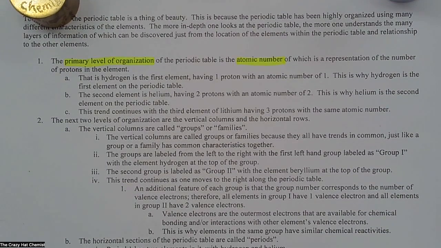I apologize for that. Okay, an additional feature of each group is that the group number corresponds to the number of valence electrons. Therefore, all elements in group 1 have 1 valence electron, and all elements in group 2 have 2 valence electrons. Valence electrons are the outermost electrons that are available for chemical bonding and or interactions with other elements' valence electrons. This is why elements in the same group have similar chemical reactivities.